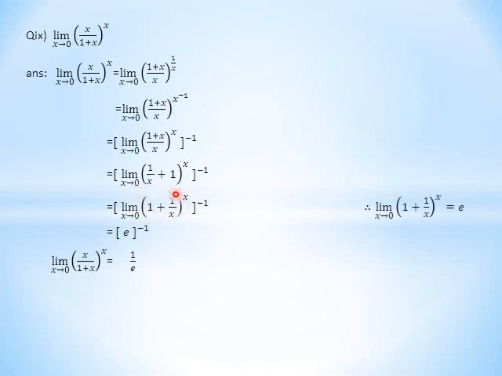So this whole will be equal to e, so e raised to the power minus 1, and e raised to the power minus 1 is 1 upon e. This is the answer of the 9th part.